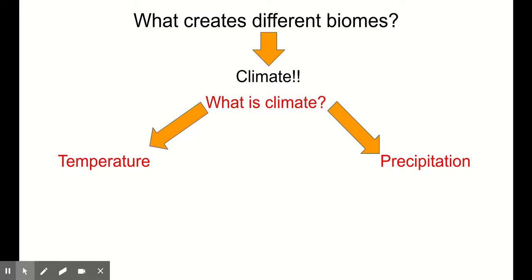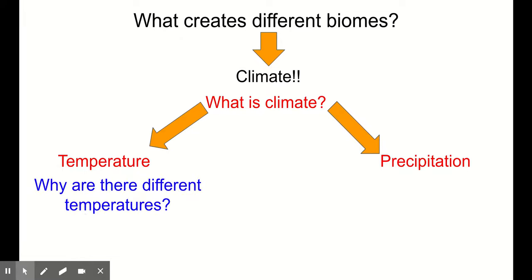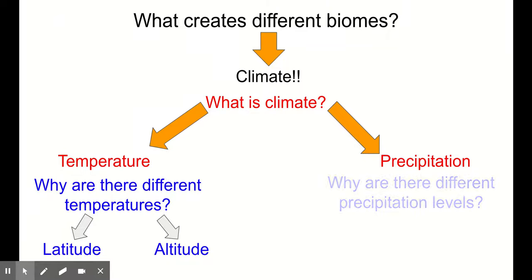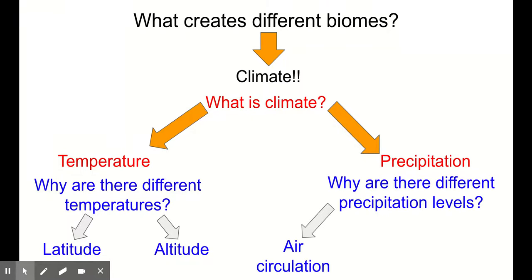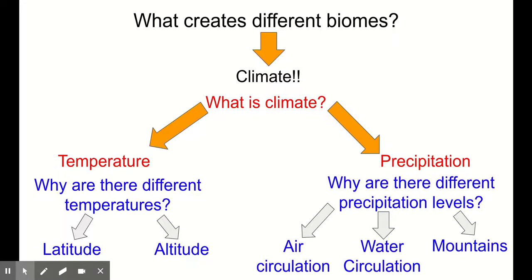And now we have to ask ourselves, well, what determines the temperature of the biome? And there's two things that determine temperatures of biomes. Latitude and altitude. So latitude, how far north or south of the equator we are, and altitude, how far off the Earth's surface we are. The second part, precipitation, is actually a little more complicated. Temperature kind of changes evenly as we go north or south of the equator. Precipitation doesn't. We see bands of high precipitation, bands of low precipitation. It's based around patterns in air circulation, patterns in water circulation, and also the presence or absence of mountains.